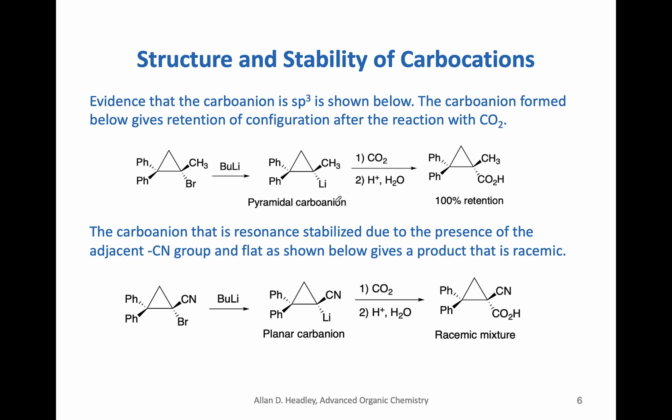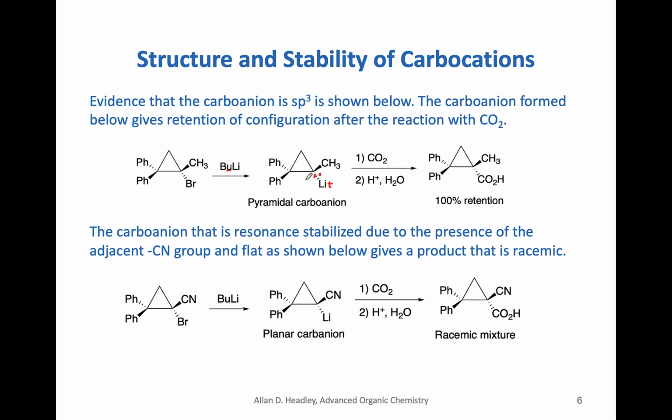Let us look at evidence for why we think that carbanions are sp3 and pyramidal, and if adjacent to a pi system, flat. So here's an experiment. If we have BuLi here, it will take off the bromine and create the carbanion right here. We'll see in a second how that's done. But the electrons are right in here because they're bonded to the very electropositive lithium.